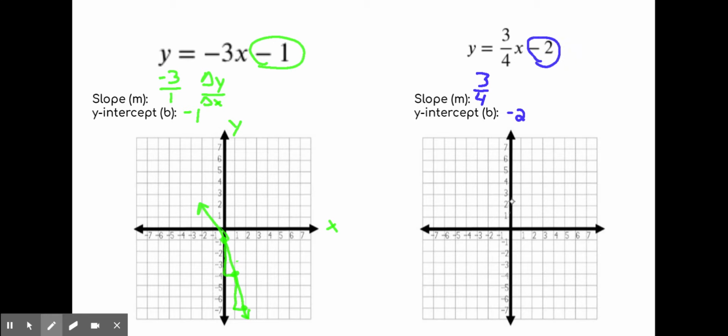So I plot the y-intercept on the y-axis. I go down 2 and put a point. And from there, I'm going to do my change in y over my change in x. These are both positive, right? So my change in y is +3. I'm going to go up 3, 1, 2, 3, and right 4, 1, 2, 3, 4, and put a point. And then since we've got room, I'm going to do it again: up 3 and right 4, and put a point. Okay, so these should all line up.